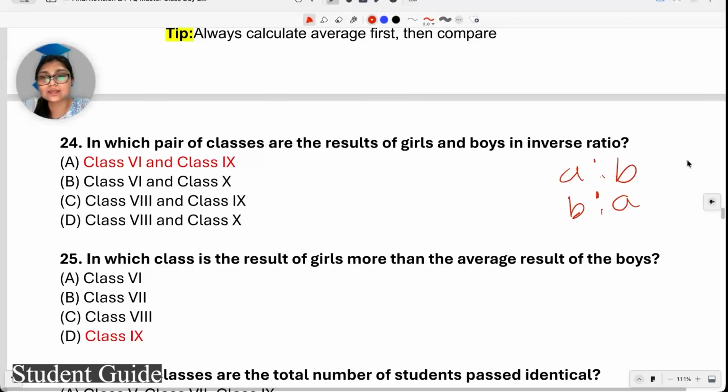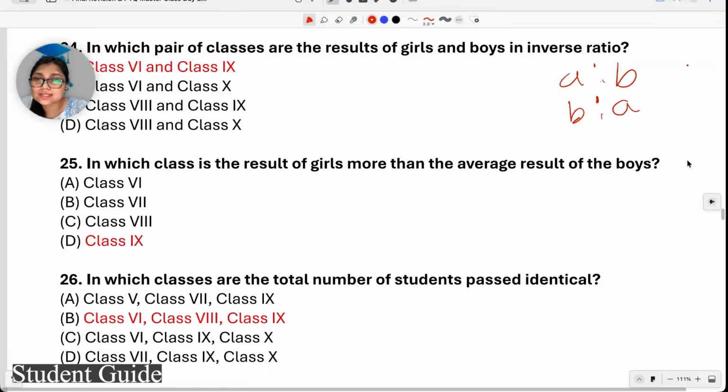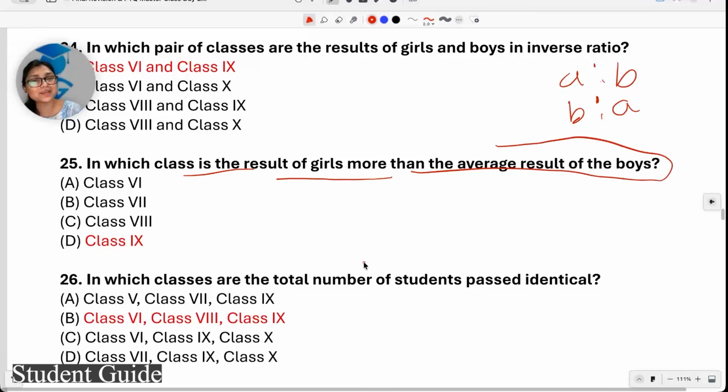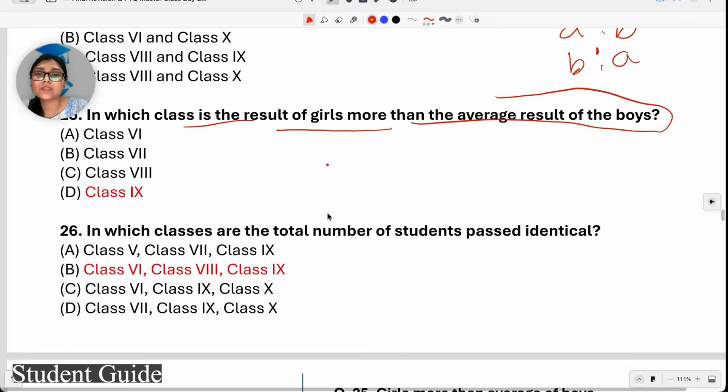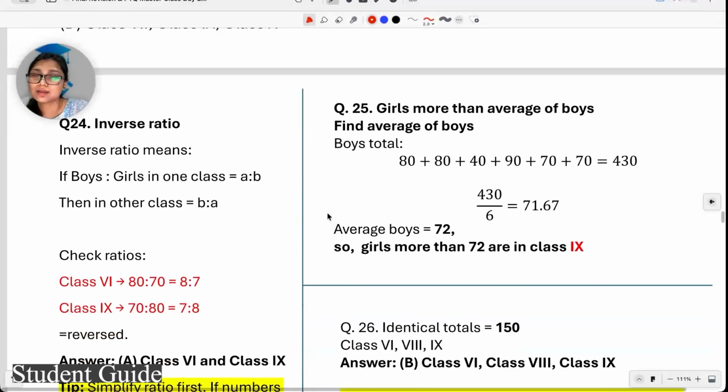So we'll check that. Next question is asking, in which class is the result of girls more than the average results of boys? This is very similar to the previous question that asked for the boys average more than girls. Now it is asking for girls more than the average of boys. We will do it by that same technique. So from the explanation slide you can understand this one.